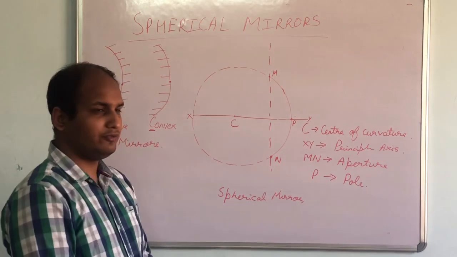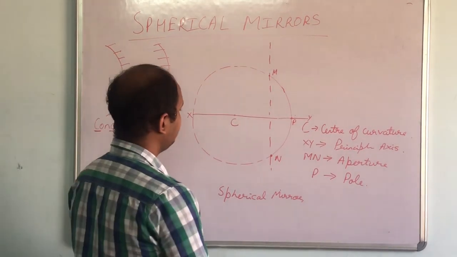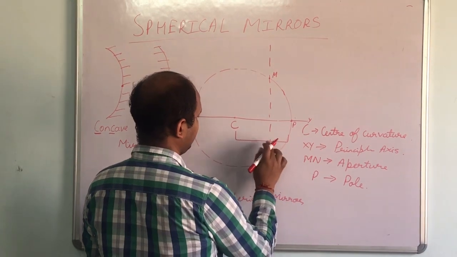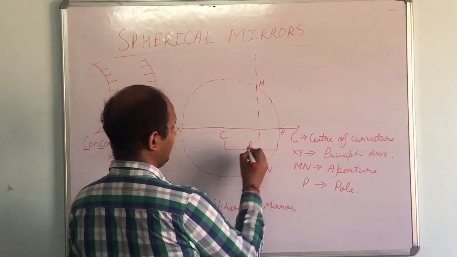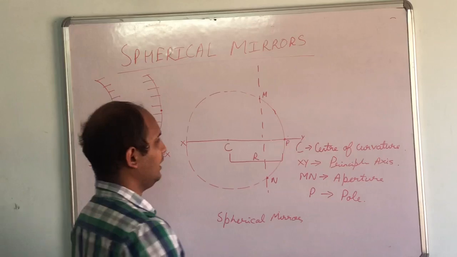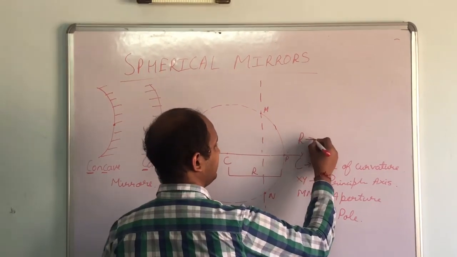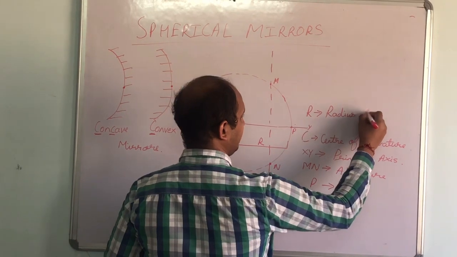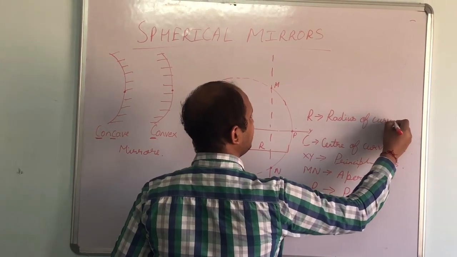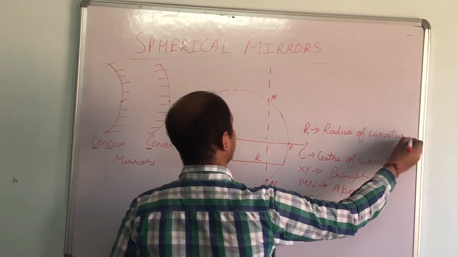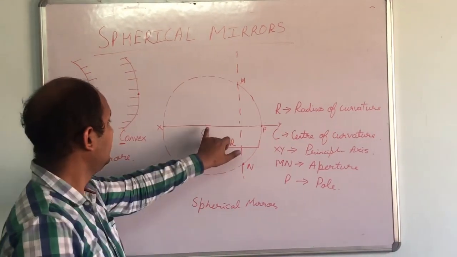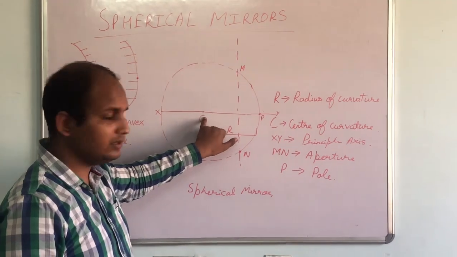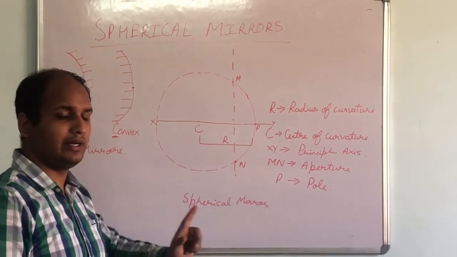Now we are left with a few more things. This part we call capital R, or it is denoted with capital R. R is called the radius of curvature. That's the most important part in this. What is radius of curvature? The distance between the center of curvature and the pole of the mirror is called the radius of curvature.